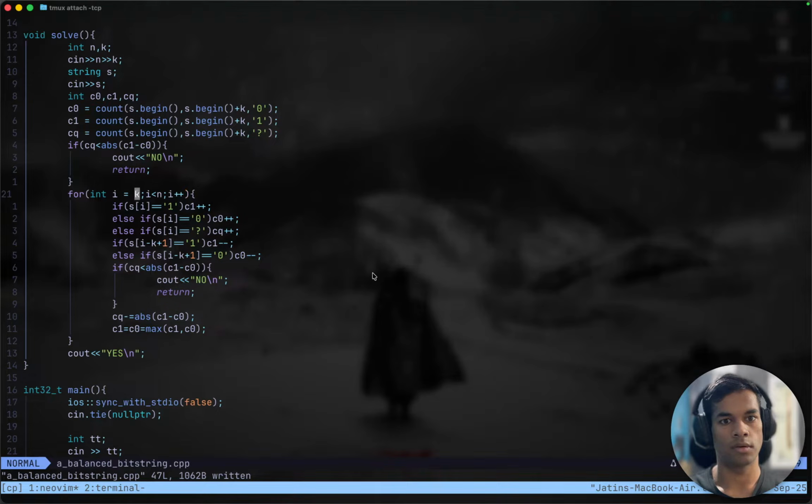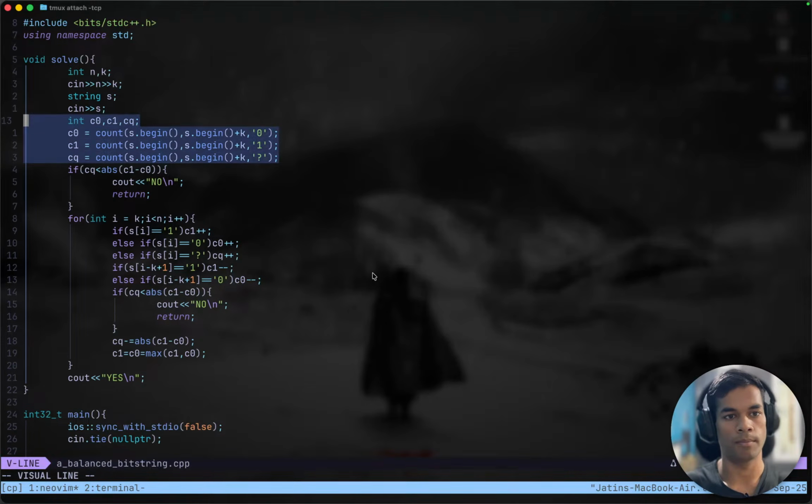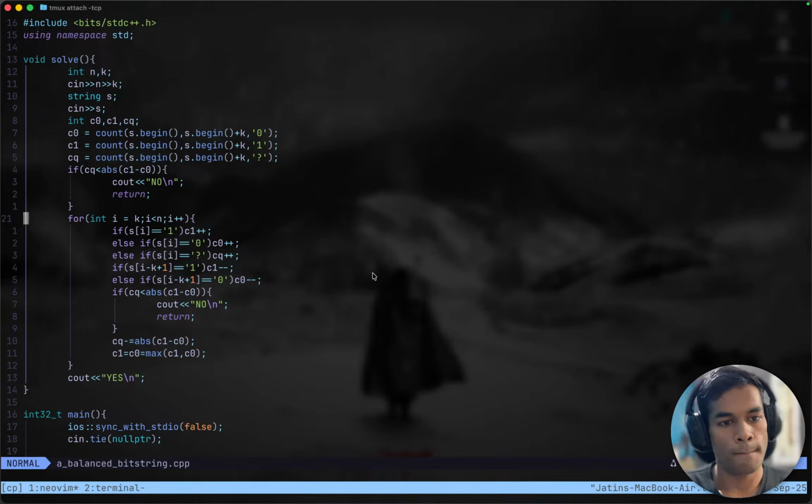Here till k, and this is okay, right? If k is 4, I go from 0 to 4, and 4 is not going to be included. So elements at index 0, 1, 2, and 3. So the first 4 elements will be included. And that is okay. Right.